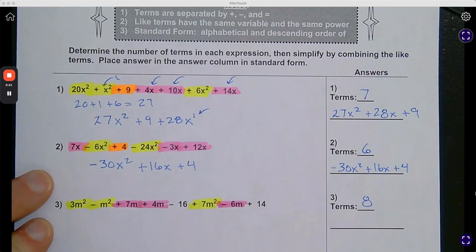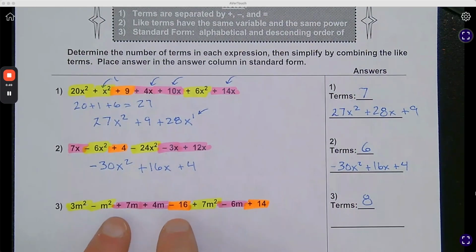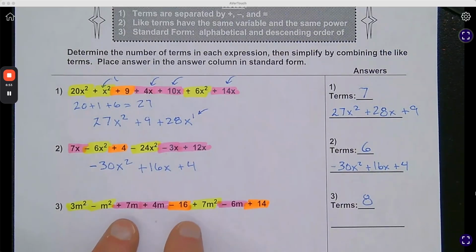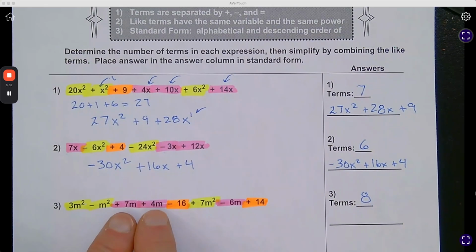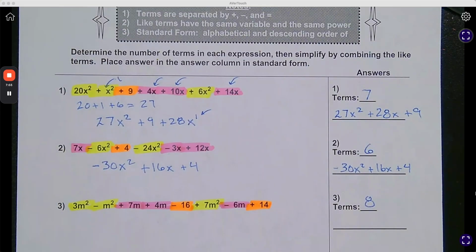All right, and now look, I got a couple of constant terms here. So that's a constant, and that's a constant. Notice how I highlight those. I suggest you highlight. Get some highlighters. Let's go. All right, so the operation always stays with the term. The minus goes with the 16. The plus goes with the 7m squared. So I always highlight that with it.